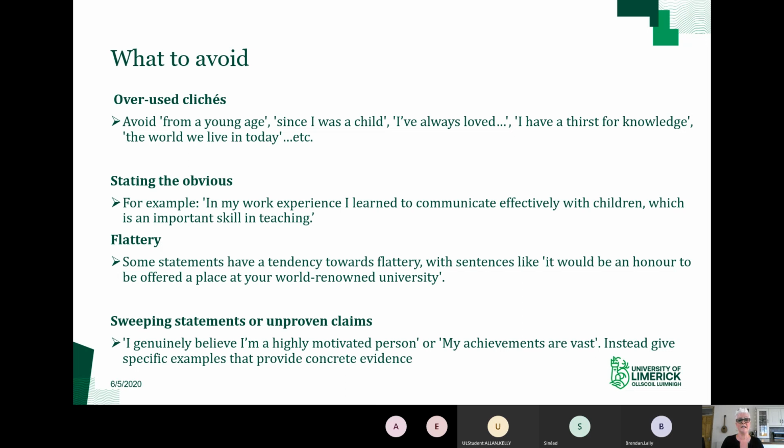Don't use cliches. Example 2 there: "In my work experience, I learned to communicate effectively with children, which is an important skill in teaching." That's obvious. You don't need to state the obvious. Again, flattery, that happens a lot: "It would be an honour to study at your world-renowned university." They might not particularly like their job. So again, it's kind of a meaningless statement. Leave that out. And avoid sweeping or unsupported claims or statements. Give specific examples. That's all you need to do. So less is more sometimes, absolutely.